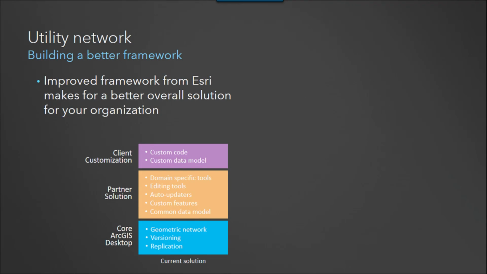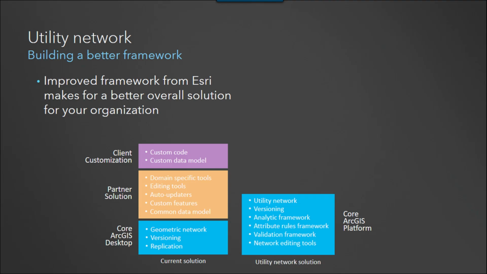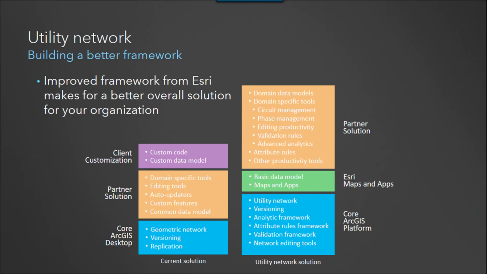Now, talking about building a better framework, what we were doing in the past, you can think of it as being this sort of little layer cake diagram here, where on the left you see some of the core stuff, then on top of that some partner stuff, and then on top of that some client customizations. Now what we're trying to do is greatly extend the core platform inside ArcGIS to provide many more things than we've done previously. Also, the solutions team, the maps and apps team, will be providing basic data models as well as a large collection of maps and apps that you'll be able to use. Partners will then continue to extend it to provide even better domain data models, more advanced circuit management, editing, and all kinds of productivity tools that you would expect. And then finally, there's the configuration aspect of the system.